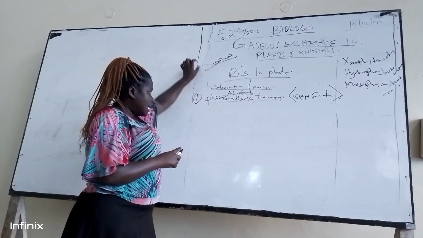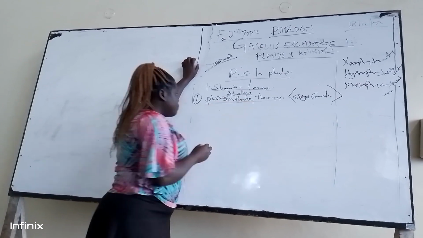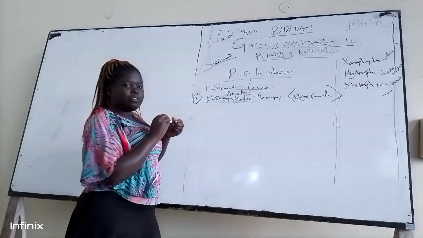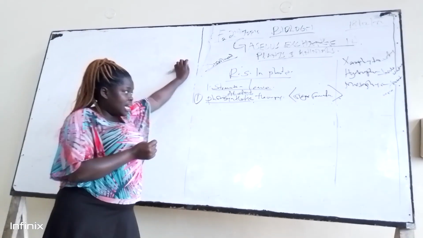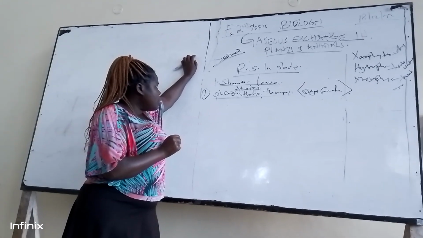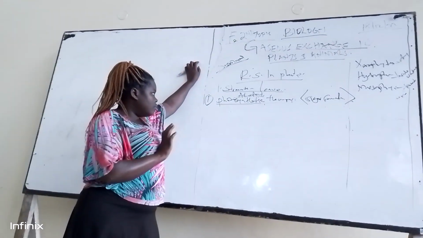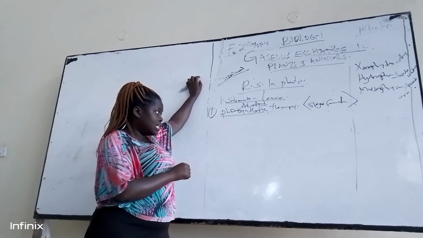So we are going to look at night. At night, according to the photosynthetic theory, due to the absence of sunlight, photosynthesis does not take place. Due to this, there will be no formation of sugar because no photosynthesis has occurred.